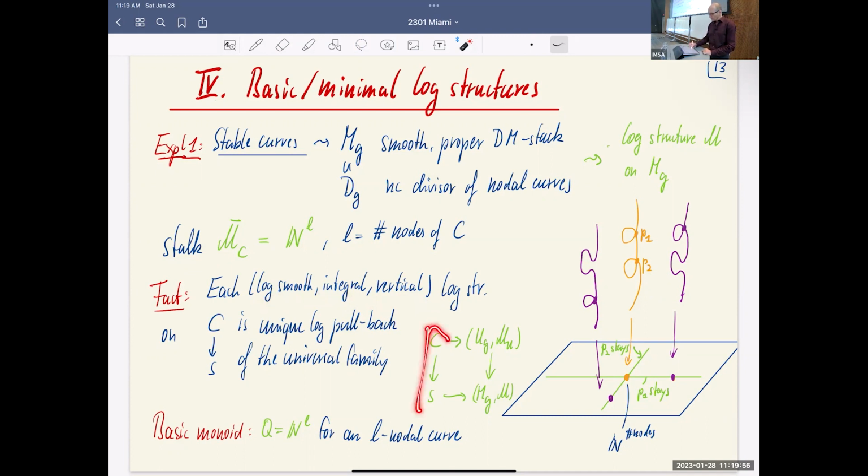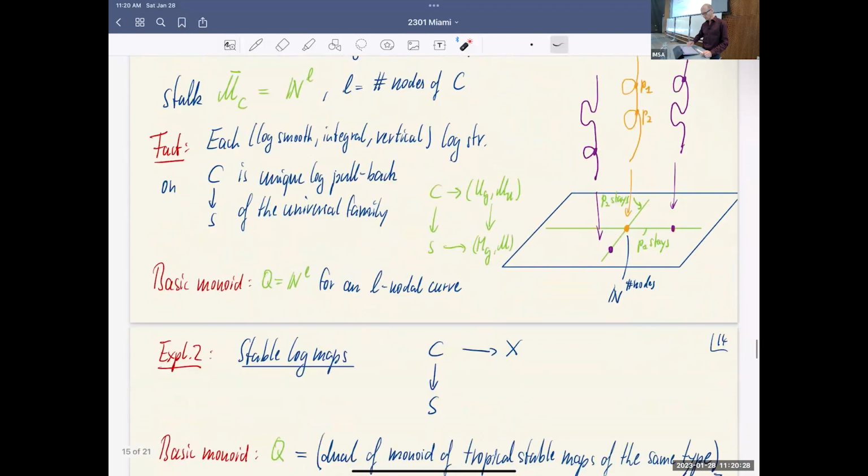then that can be over anything, right? So you can have one-parameter families. S could be a standard log point where you just have one copy of N. But it's always given by a unique base change coming from this kind of universal thing that we produced by just taking the pair. So we call this N to the L, the number of nodes, the basic monoid. That is the basic monoid. It is the one that captures the log geometry of the situation.